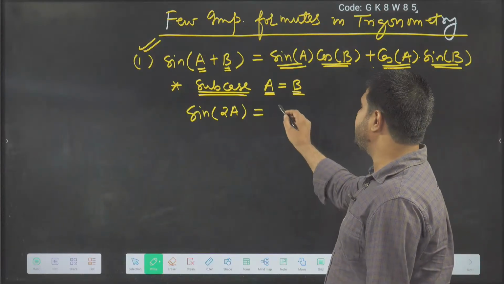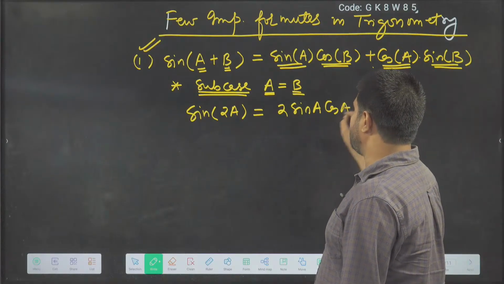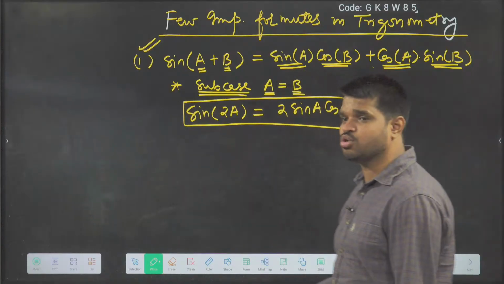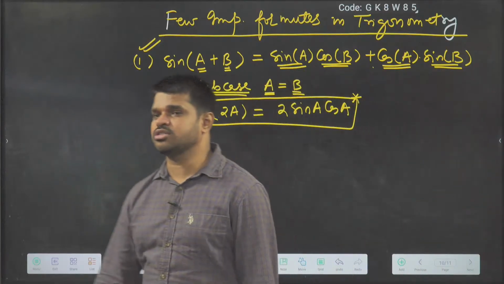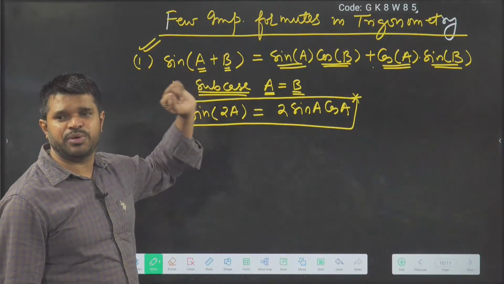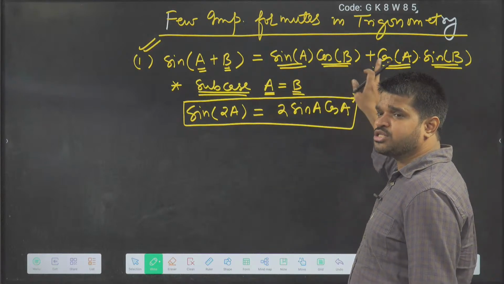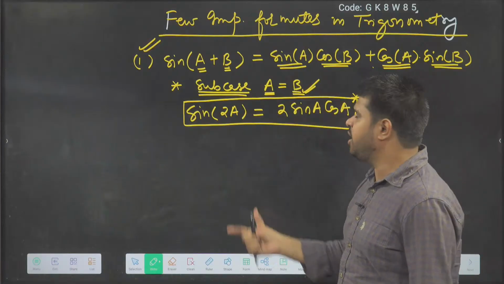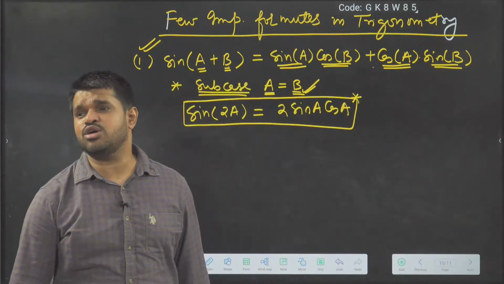So the answer will be 2 sine A cos A. Very important formula used in physics at so many places. Okay. So sine 2A is 2 sine A cos A. The first one is the general formula, sine A plus B. What is the sine A plus B formula? Sine A cos B plus cos A sine B. If I put B also equal to A, A plus B becomes 2A, and the formula of sine 2A is 2 sine A cos A.